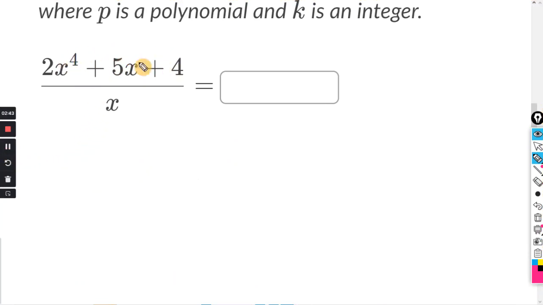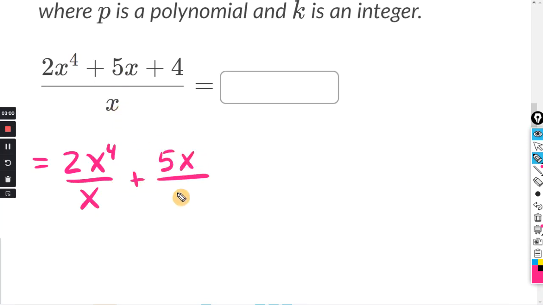These numbers are added over a common denominator, so let's break it up. We have 2x to the fourth divided by x. We have positive 5x divided by x, and we have positive 4 divided by x.